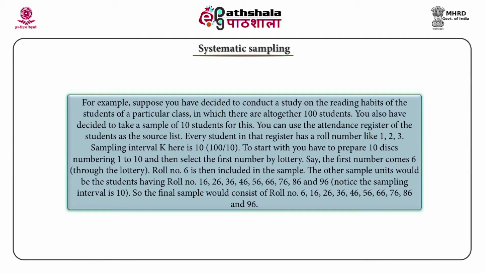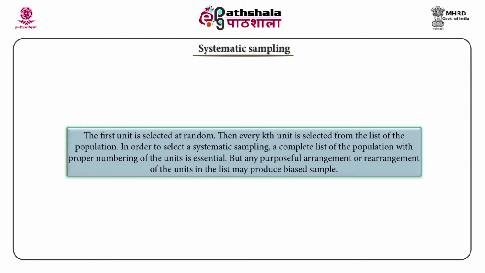To start with, you have to prepare 10 discs numbering 1 to 10 and then select the first number by lottery. Say the first number comes 6 through the lottery. Roll number 6 is then included in the sample. The other sample units would be the students having roll number 16, 26, 36, 46, 56, 66, 76, 86 and 96. Remember, the sampling interval is 10. So, the final sample would consist of roll number 6, 16, 26, 36, 46, 56, 66, 76, 86 and 96. The first unit is selected at random.